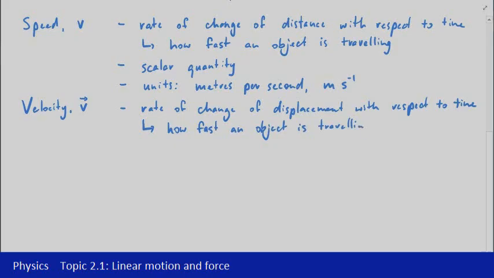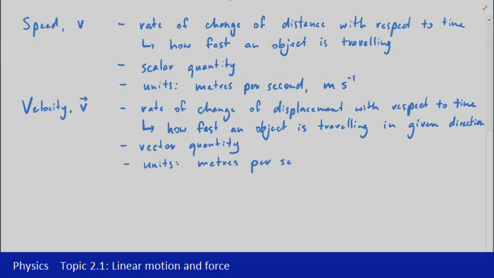So the idea of the vector quantity is related to this idea of it being in a given direction. As I said, it is a vector quantity, and the units are still the same, being metres per second. Again, the direction will be stated according to whatever the scenario is that you're dealing with, whether it's forwards, backwards, left, right, or a particular direction using compass points, so north or north 30 degrees west, something along those lines.